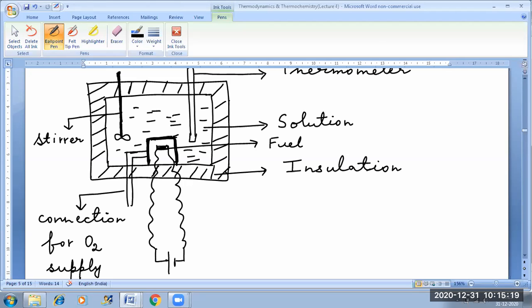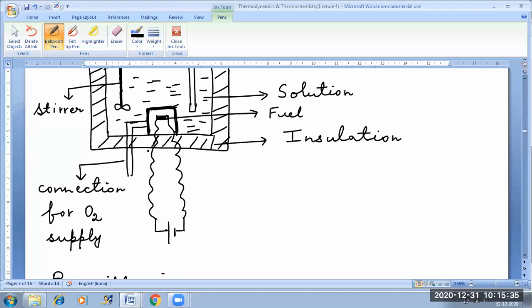What is the reaction taking place inside the bomb? The reaction taking place inside the bomb is a combustion reaction, wherein oxygen gas reacts with the fuel present. So you see a connection for oxygen supply, which is directly connected to the bomb. The bomb contains fuel, the bomb contains oxygen gas. Both reactants are inside the bomb. And also, in order to start the ignition of the fuel, wires are connected to the fuel and current is passed through those wires.